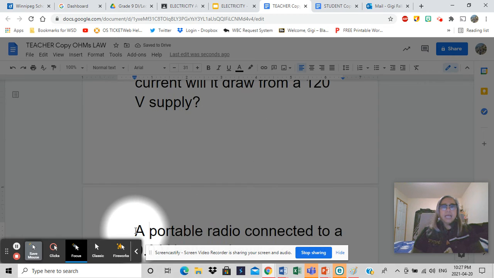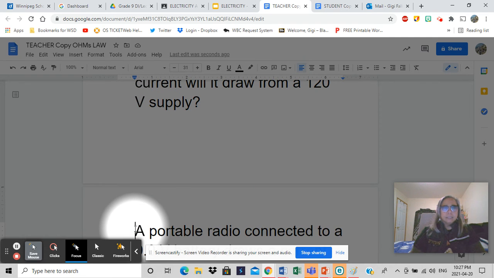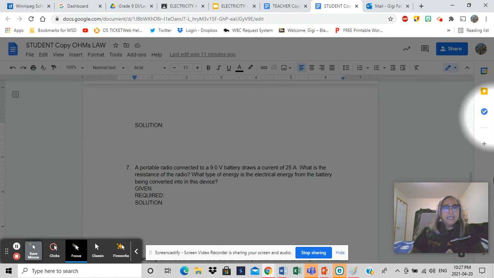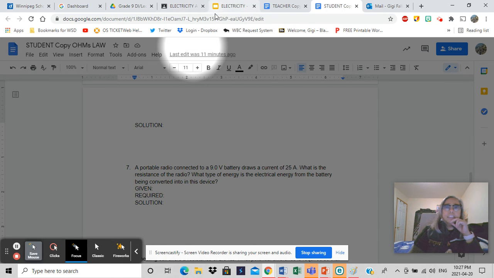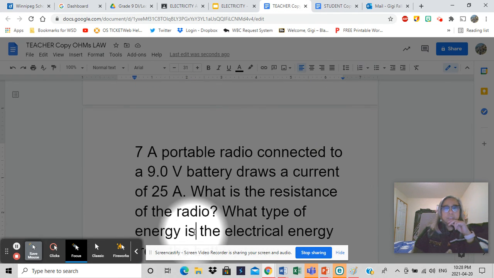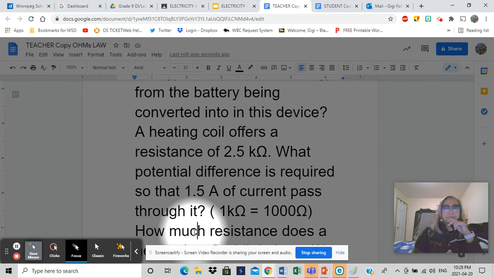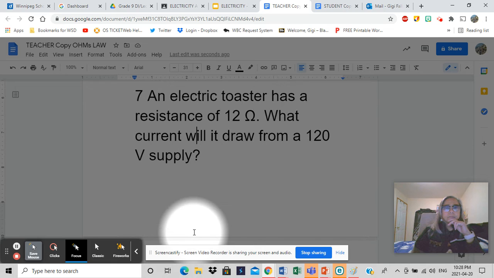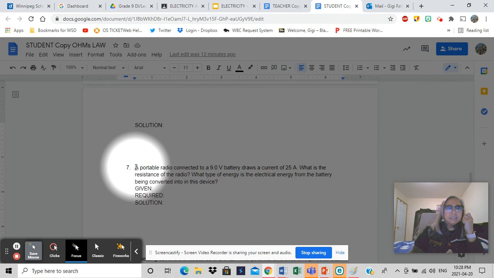So an electric toaster has a... No, I don't think that's it. I think this is number 7. So let me verify that from your end. Yes, it says here a portable radio connected to a 9-volt battery. So let's see that we are having the same problem here. Yes, so this is number 7. I don't know if I have the correct problem here. Let me just copy this one out. Okay, so you have here number 7.